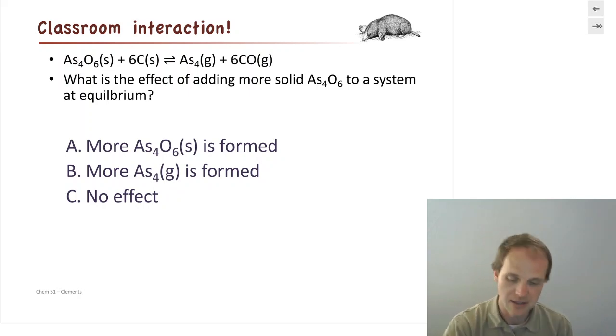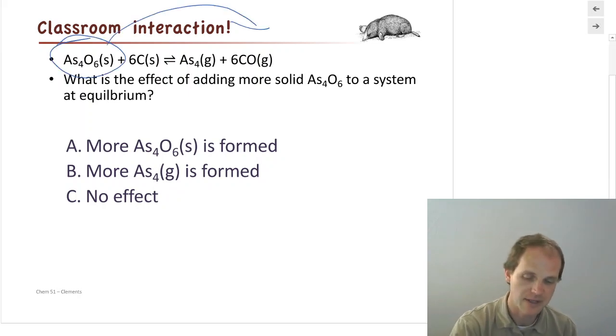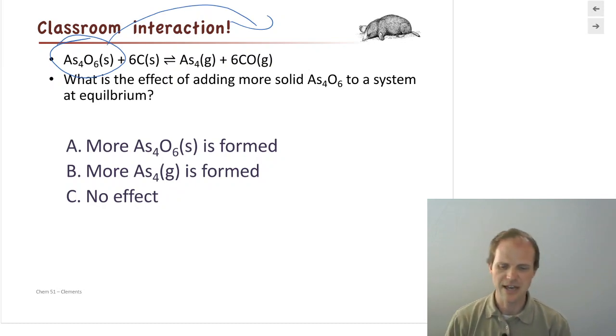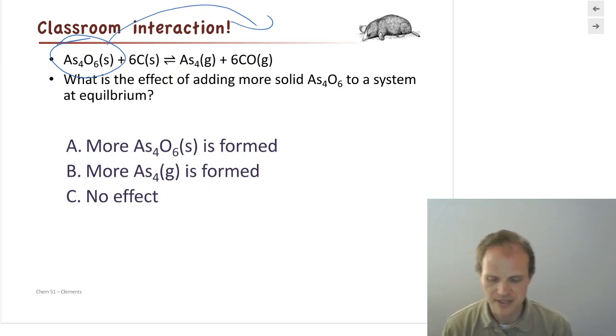Well, As4O6, you're like, well, I'm adding a reactant, and that's going to make everything shift off to the right, right? Because that's what we just said, Le Chatelier's principle. If you add a reactant, it's going to shift to the right. If you add a product, it's going to shift to the left. And so let's go for that. And you'd say, hey, I'm going to form more As4 gas.